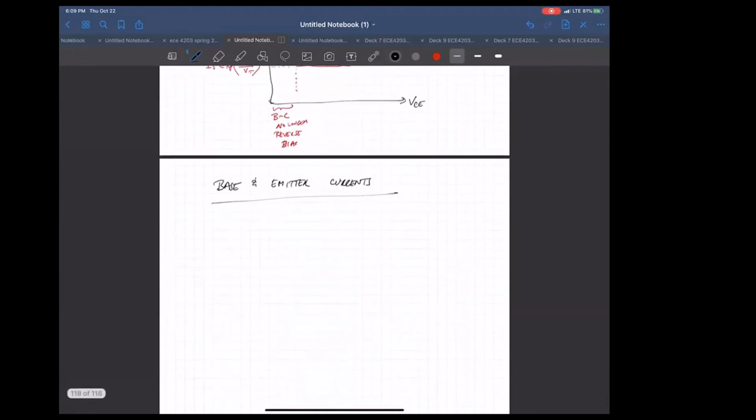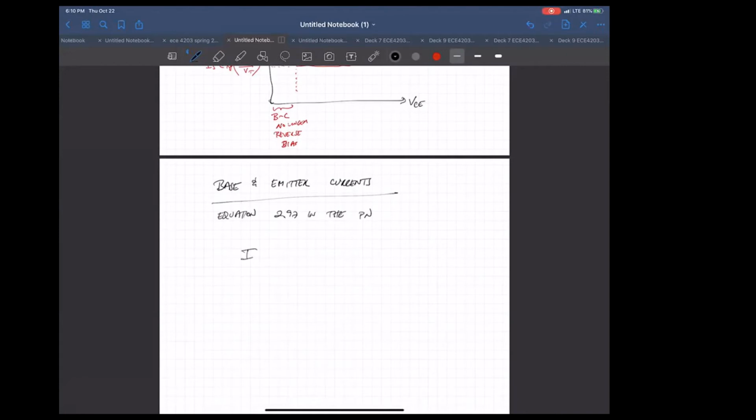Okay, so I'm just going to mention this, but don't worry about it too much, because I think we've already beaten this one slightly to death. If you go back and look at equation 2.97 in the book, back in the PN junction, we'll see the current.